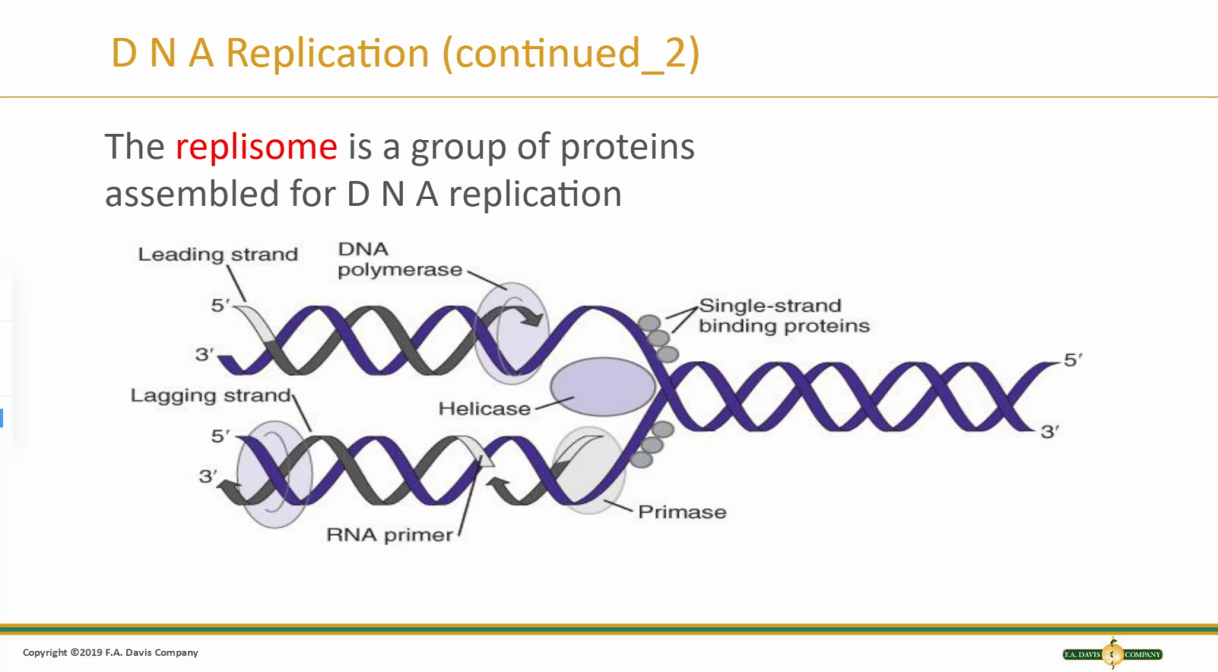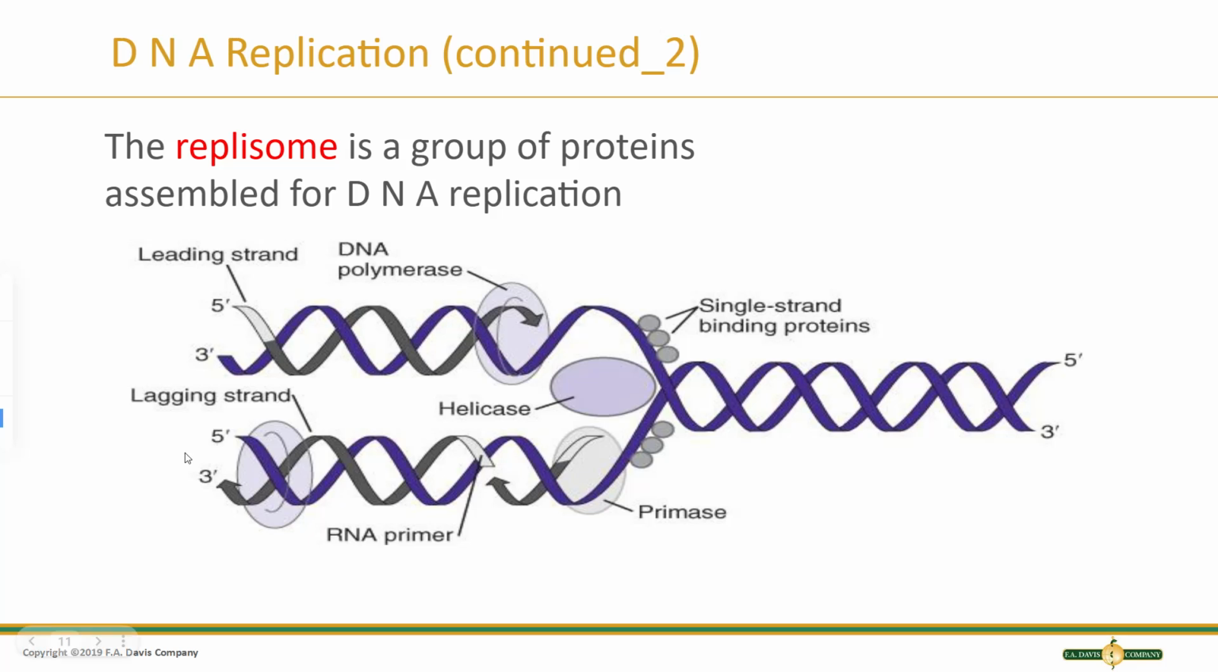The replisome is a group of proteins assembled for DNA replication. This is a diagram of the replisome with many of the key players listed here. So we have 2 strands, which are called parent strands. Those are going to be separated by the enzyme helicase. And then single-stranded binding proteins bind to each separated strand of DNA so that those strands don't come back together. Then you have DNA polymerase that starts to bind and make a copy of the genetic material.